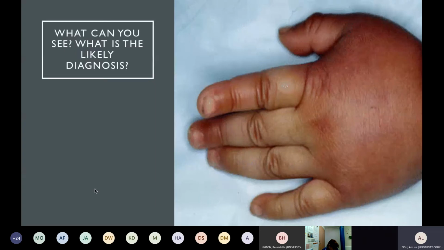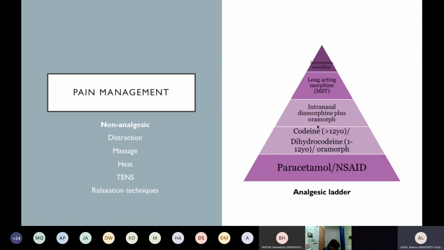Then this is, so we talked about this earlier, a picture of dactylitis. You can see a red, slightly shiny, swollen hand, with sausage digits. You can see the fingers are a bit tense and swollen. And as I said, this is often how little ones used to present before we had screening.